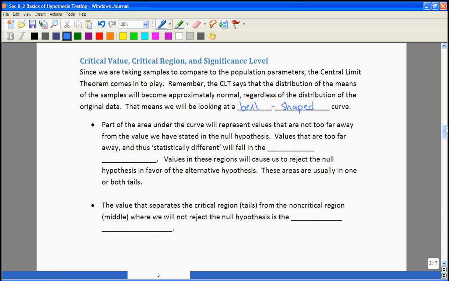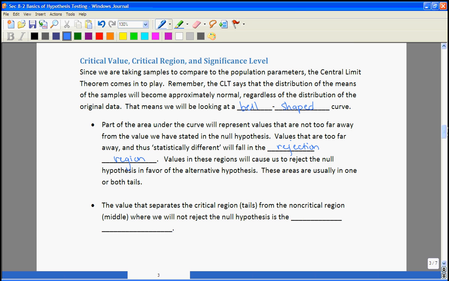So because we're taking samples to compare to our population value, we're always going to be looking at a bell-shaped curve. Now, part of the area under the curve will represent values that are not too far away from the value we've stated in the null hypothesis, but values that are too far away and thus statistically different will fall in what's called the rejection region. Values in these regions will cause us to reject the null hypothesis in favor of the alternative hypothesis.